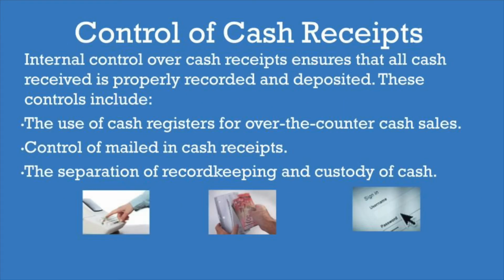In terms of receipts for cash, we also need to control them. Internal control over cash receipts ensures that all cash received is properly recorded and properly deposited. These controls would include things like used cash registers, over-the-counter cash sales systems, control of mailed-in cash receipts. So, for example, when cash comes in the mail, it needs to be counted in front of two people. And the separation, again, of record keeping and the custody of the cash. So we need to ensure that we have processes in place that do that sort of thing.